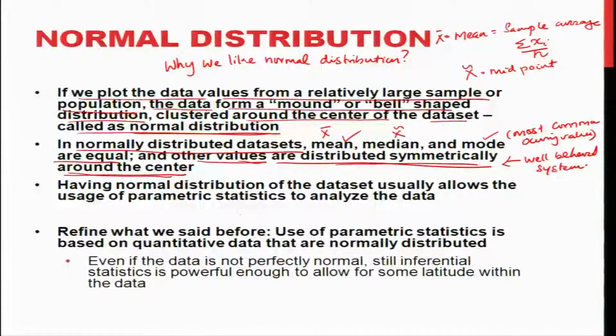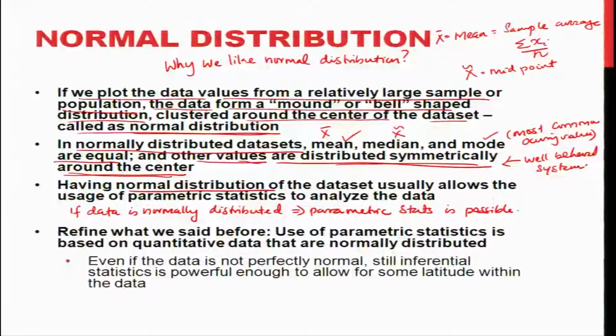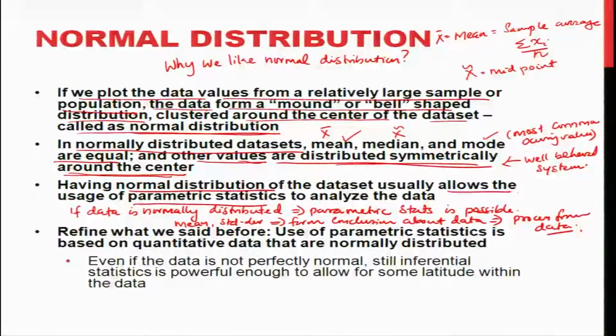Having a normal distribution of the data set usually allows the use of parametric stats to analyze the data. So, if your data is normally distributed, parametric statistics is possible. What parametric stats means is you can use the parameters taken from the data, like the mean, standard deviation, etc., to form conclusions about the data. If you can form conclusions about the data, you can form conclusions about the process from which the data came. You can do that.